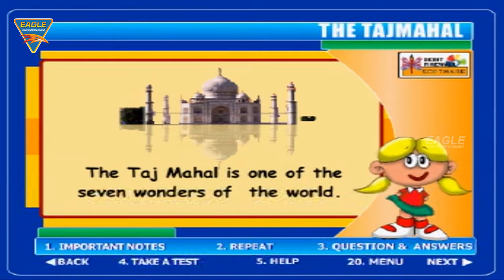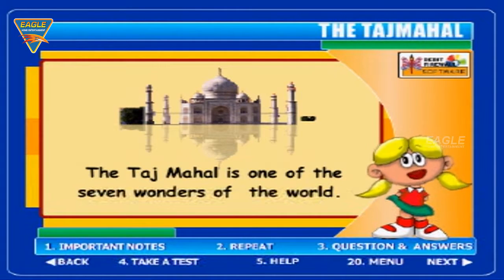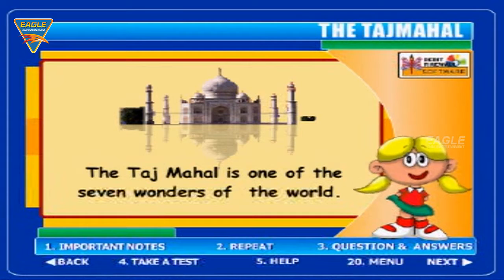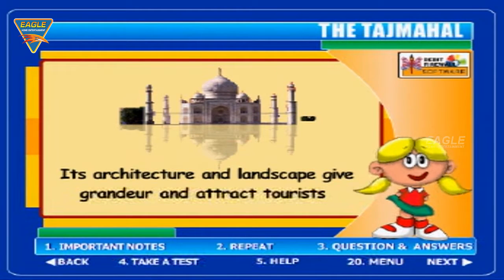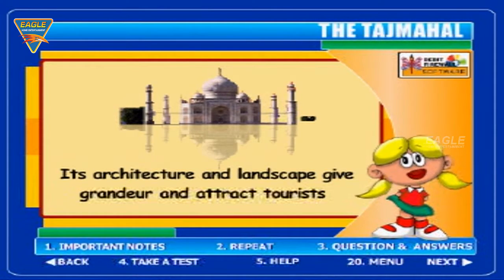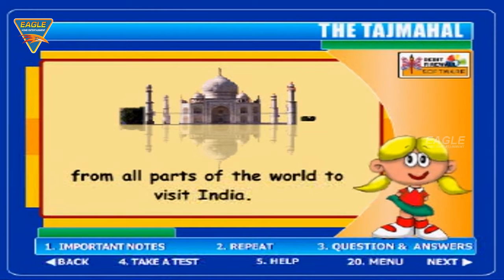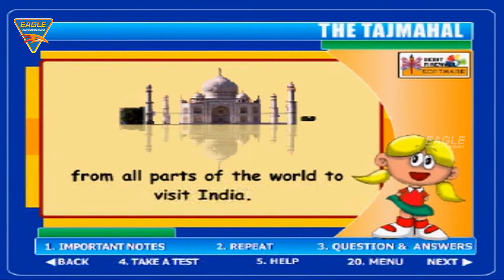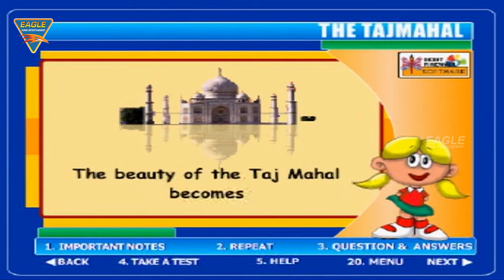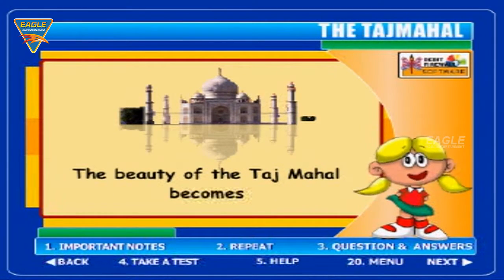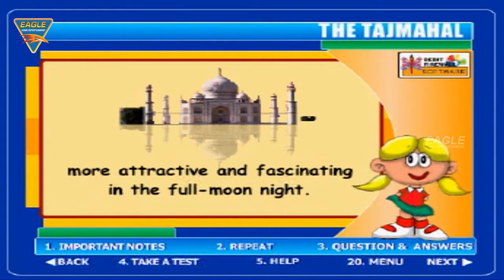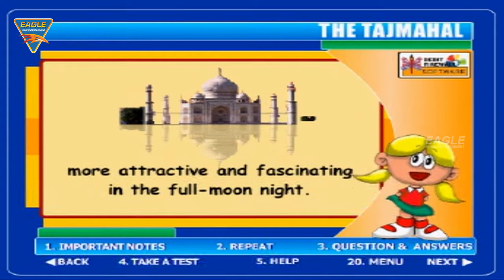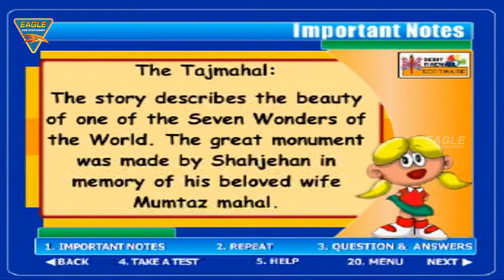The Taj Mahal is one of the seven wonders of the world. Its architecture and landscape give grandeur and attract tourists from all parts of the world to visit India. The beauty of the Taj Mahal becomes more attractive and fascinating in the full moon night.